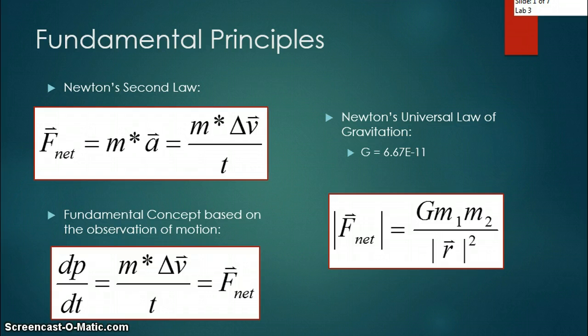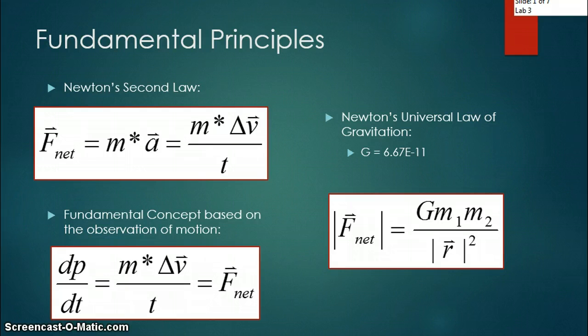Momentum is velocity times mass, and dp/dt is the change in momentum over the change in time, which equals mass times the change in velocity divided by the change in time. From this observation, we are able to determine that dp/dt and F net are equal to each other, thus making their components equal as well.